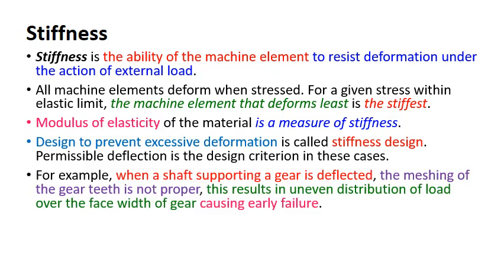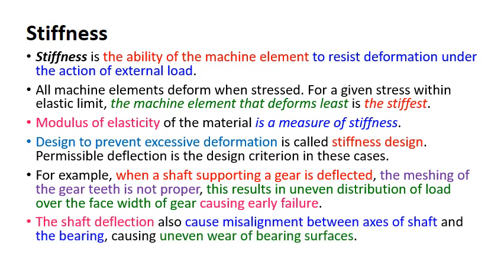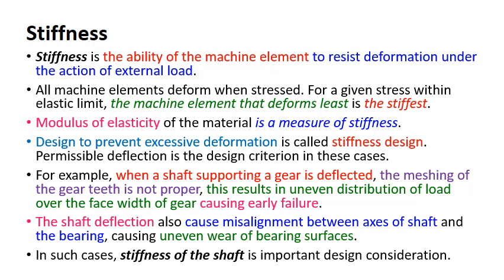For example, let us take the case of a shaft supporting one or more gears. If it is allowed to deflect more than the specified limit, it will affect the meshing of the gear teeth. In the sense, there will be uneven load distribution over the face of the gear, which may lead to failure. Not only that, it will result in the misalignment between the axis of the shaft and the bearing. Bearings will support the shaft. So this will lead to the uneven wear of the bearing surfaces. So in these situations, we use stiffness as a design criterion. And we will study this elaborately in Unit 2.